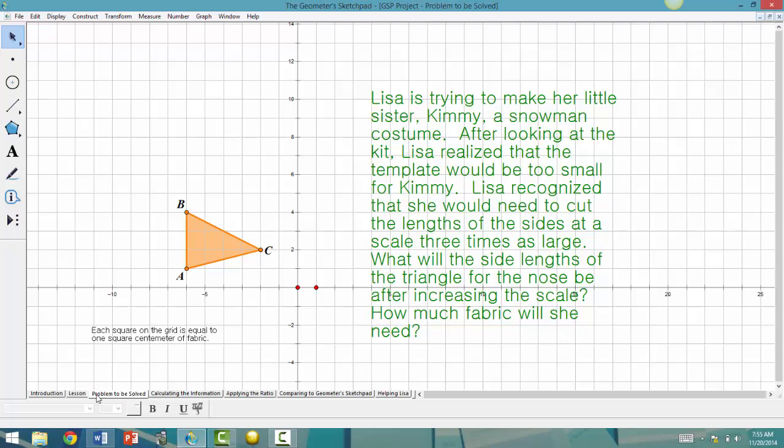will she need? So looking at the information given to us, we can recognize that there will be a new 3-to-1 ratio, 3 being the side lengths of the new triangle, 1 being the side length of the template triangle. And not only will we need to calculate the side lengths of the triangle, but we will also need to calculate the amount of fabric needed. So we will need to look at the area of that triangle.